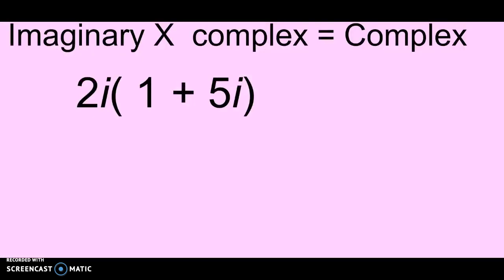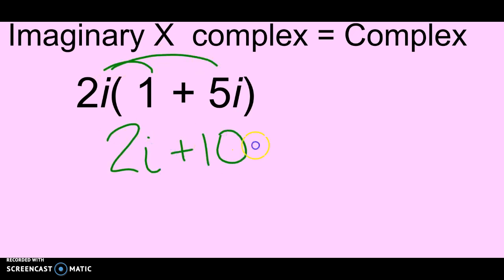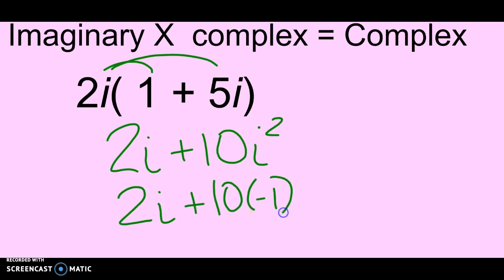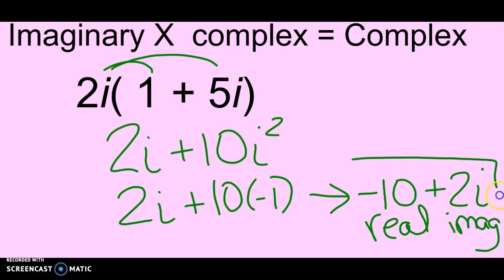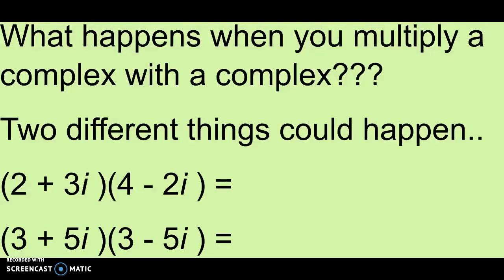All right, so try this one. Put that right in your calculator if you like, or you can go and multiply it out. I got 2i plus 10i squared. I'm doing the math here because I don't want to go back to my calculator. All right, that's plus 10 times -1. So that's all going to turn into -10 plus 2i. Remember, you got to do your real and then your imaginary. And that's your answer. All right, try another one.